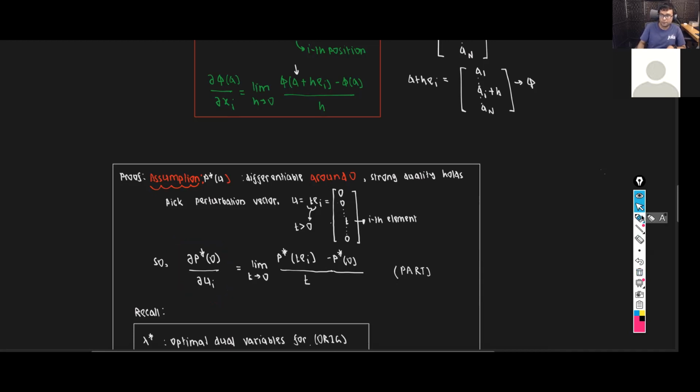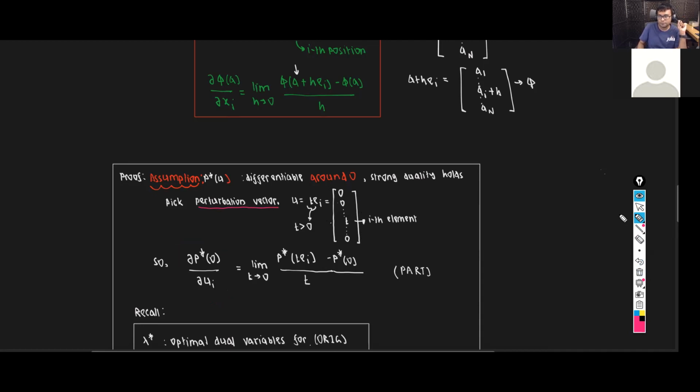So, okay. What we are doing is picking the perturbation vector u equal to t ei, just to plug into the definition, where all the elements are 0 except the ith element is t.